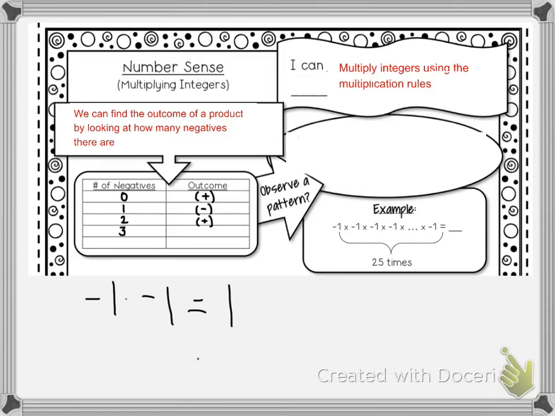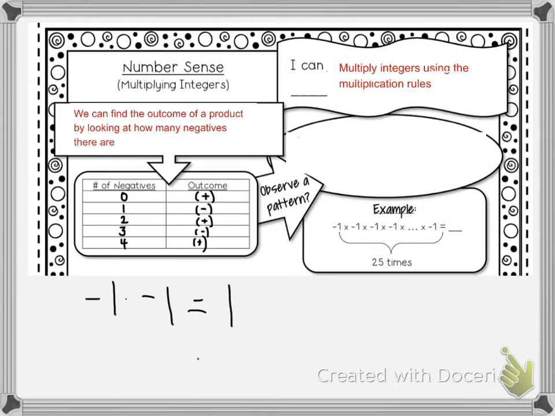Without doing the math, if I have 3 negatives, can you guess what my outcome is going to be? My outcome is going to be negative. Following along with my pattern, will my outcome be negative or positive if I have 4 negative numbers? It's going to be positive.